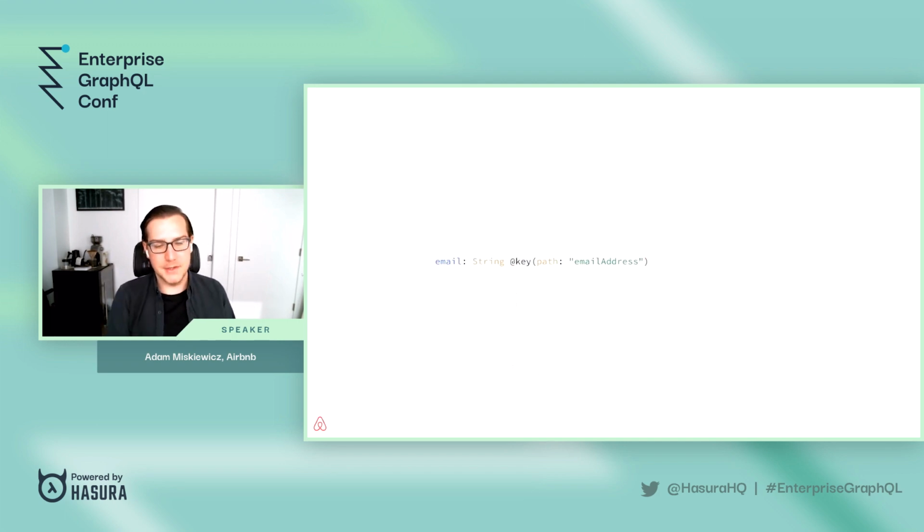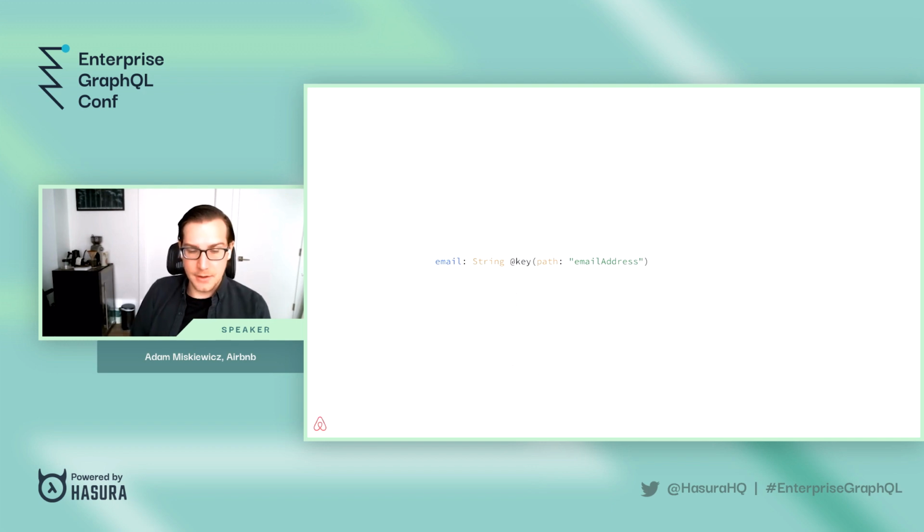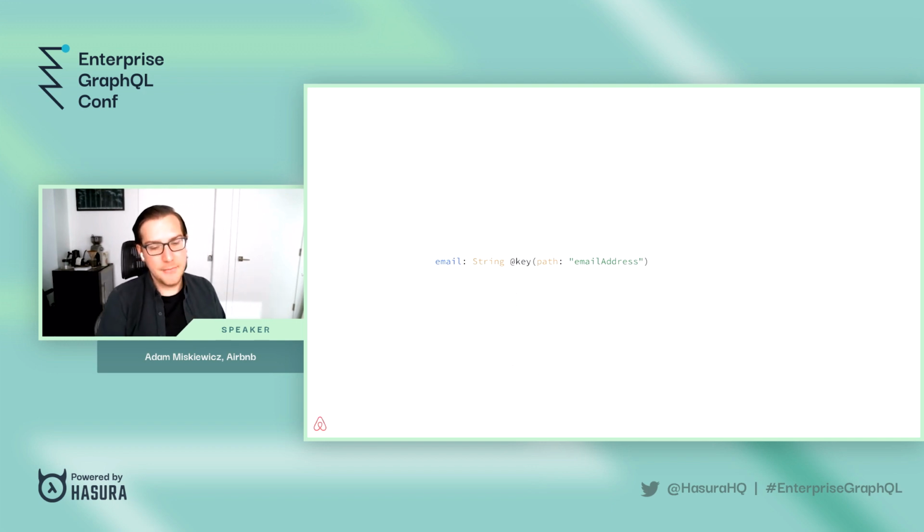However, one main purpose of this consolidated schema is to be able to unify our data access patterns, and that includes unifying naming conventions. The key directive lets us rename fields from the underlying service response to fields in the schema.